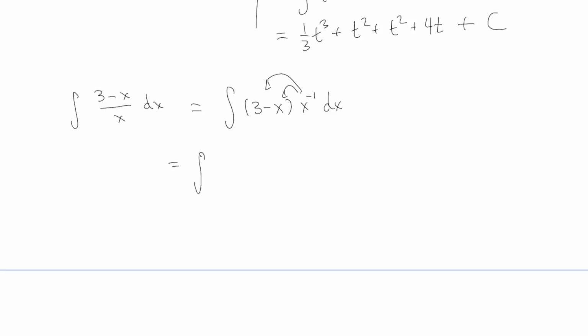When we distribute, 3 times x to the minus 1 is 3x to the minus 1. You can't do much with that. And then it's a minus. Here I have x times x to the minus 1. I saw a lot of people as I walked around puzzled about how do I do x times x to the minus 1? Well, remember, you are adding exponents. So this is like x to the 1. This is like x to the minus 1. When you multiply those, you add the exponents, you get x to the power 0, which is 1, right? Anything to the power 0 is 1.